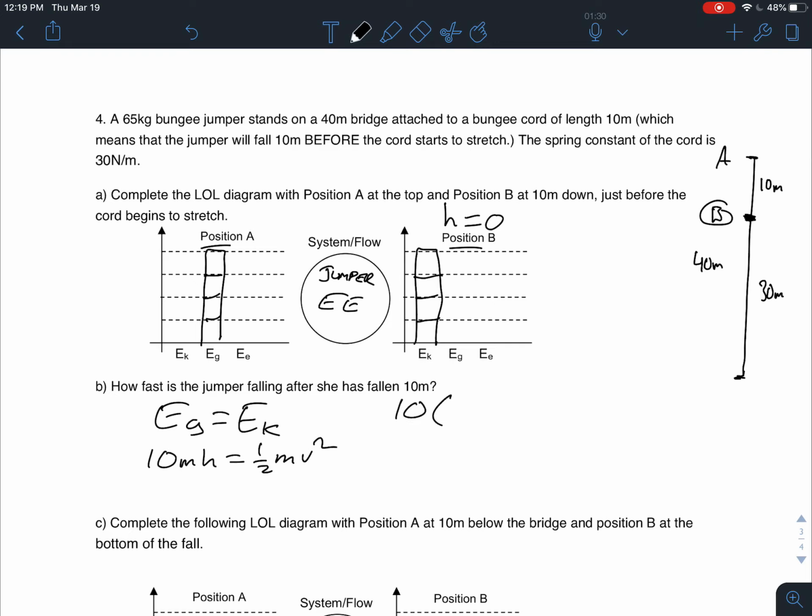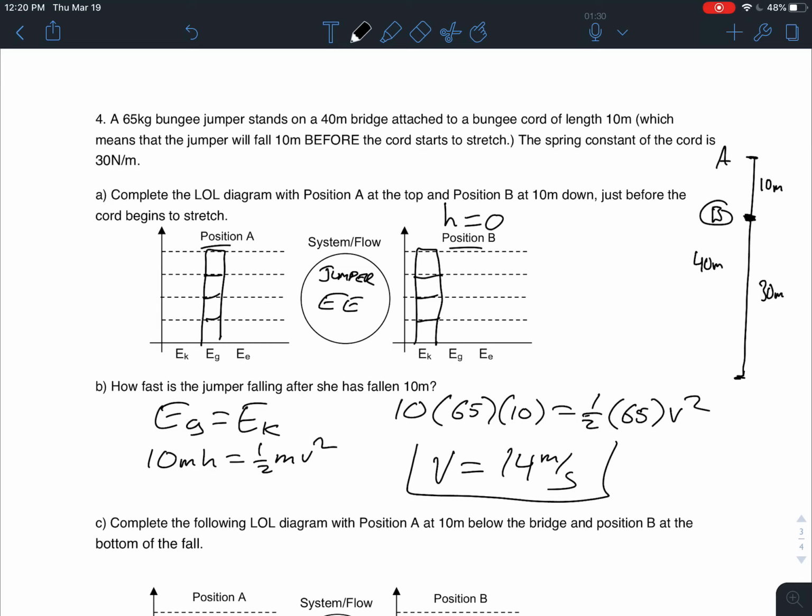So do some math. Let's see, she's 65 kilograms. Our height is 10 equals 1/2 times mass. And we're trying to figure out how fast she's going. Do the math. Be careful. You know how to do algebra. Should get about 14 meters per second.